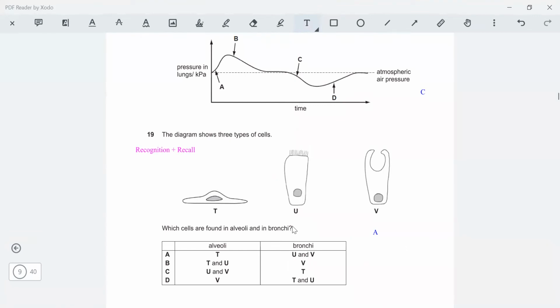Question 19. The diagram shows 3 types of cells. Oh, this is pure recognition and recall. Which cells are found in alveoli and bronchi? And the answer would definitely be A.